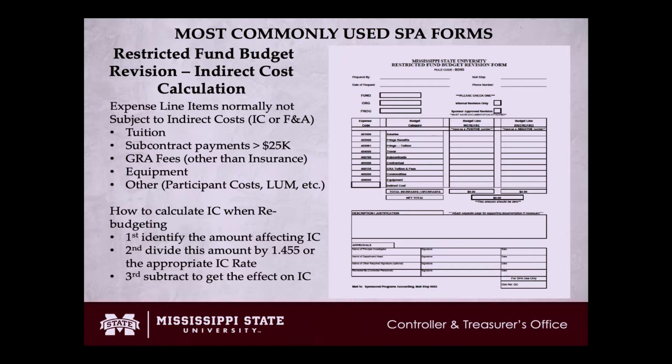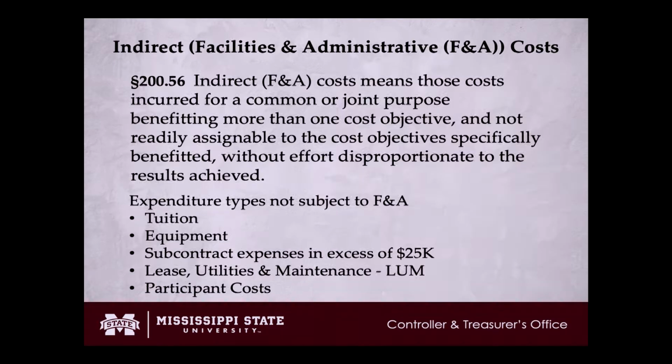So how to calculate IC when rebudgeting? First, we have to identify the amount affecting IC. Second, we divide this amount by 1.45 or the appropriate IC rate. And then third, we subtract these two numbers to get the effect on IC. I know that doesn't make a lot of sense, so we're going to go through a couple examples and hopefully it will start to become a little bit more clear to you.